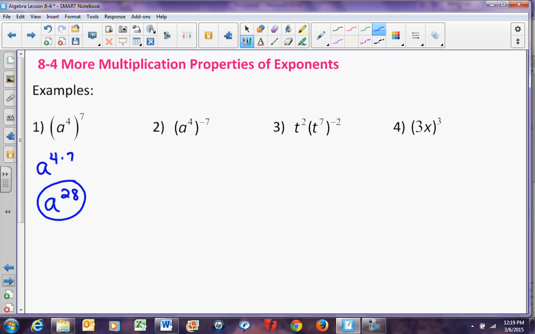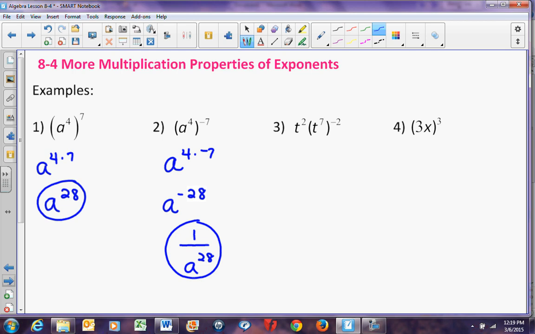a to the fourth raised to the negative 7th power, because you're going to do the same type of process, a to the 4 times negative 7. So this becomes a to the negative 28. But remember, when you're simplifying, you must change all exponents to be positive, because something's not simplified unless all exponents are positive. So this becomes 1 over a to the 28. And you have to remember all your properties, because you'll use all your properties in some of these problems.